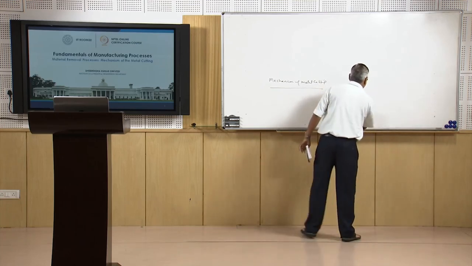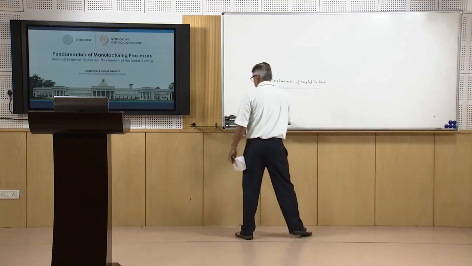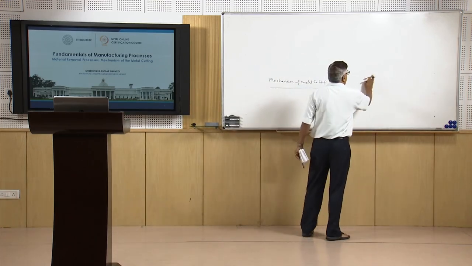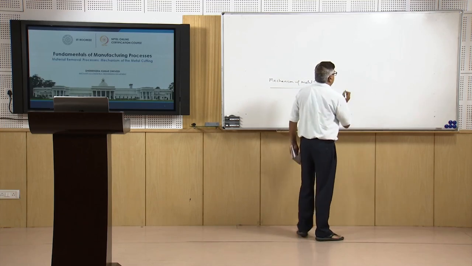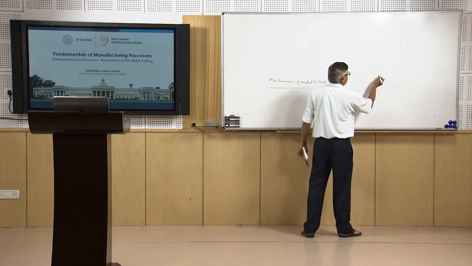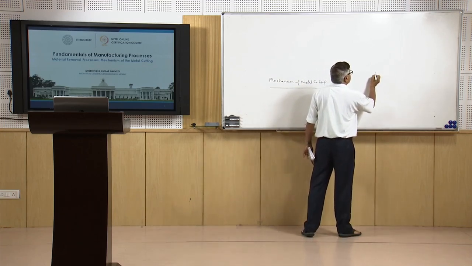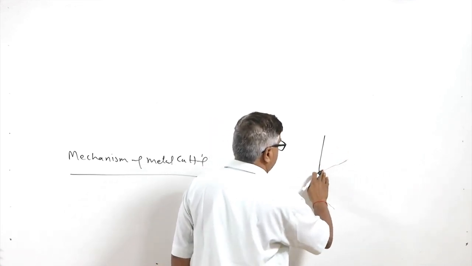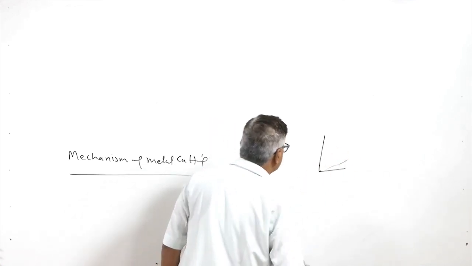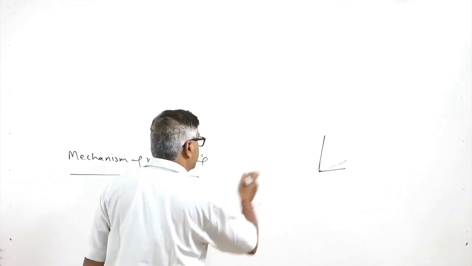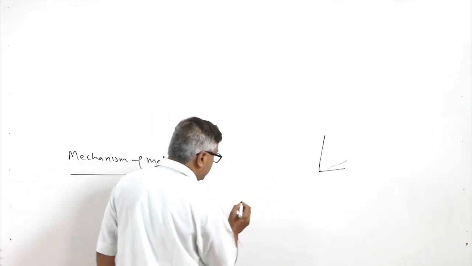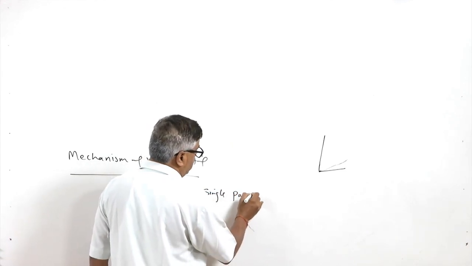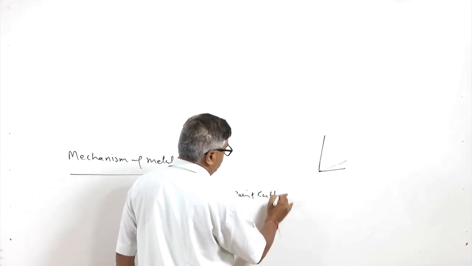Now, we will see how the metal is removed during machining, and how it helps to get the desired size and shape. If we see here, this is the tool and this is the clearance. It is better to understand first about the tool before getting into the mechanism. So we will try to see first the single point cutting tool.